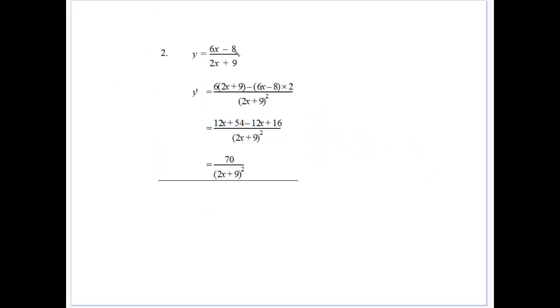Next, (6x - 8) over (2x + 9). So take your 2x + 9, put it in the denominator and square it. Take 6x - 8, derive that, which gives us 6 times the (2x + 9) minus the (6x - 8) times the derivative of 2x + 9, which is 2. And then expand our functions, expand it out and then collect our terms again. Our 12x's cancel. 54 and 16 gives us 70.